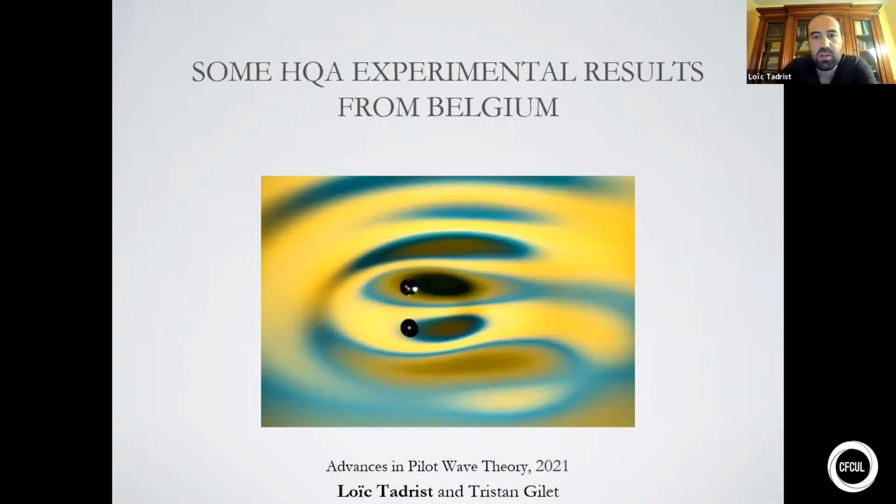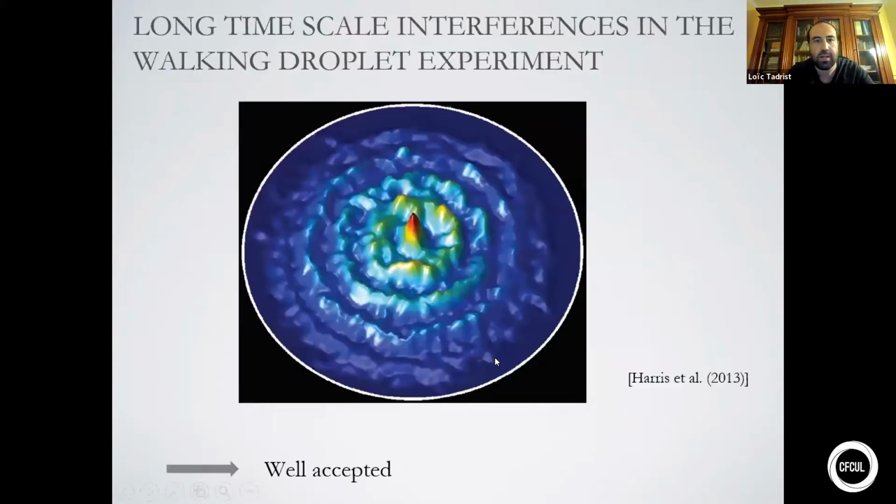So basically today I will only speak of experimental results that we have done with Tristan Gillet in Liège. So the question we had is about the interference in the walking droplet experiment. We know that at the long time scale, it's well accepted that there are indeed interferences, and it has been shown almost 10 years ago by Dan Harris in the group of John.